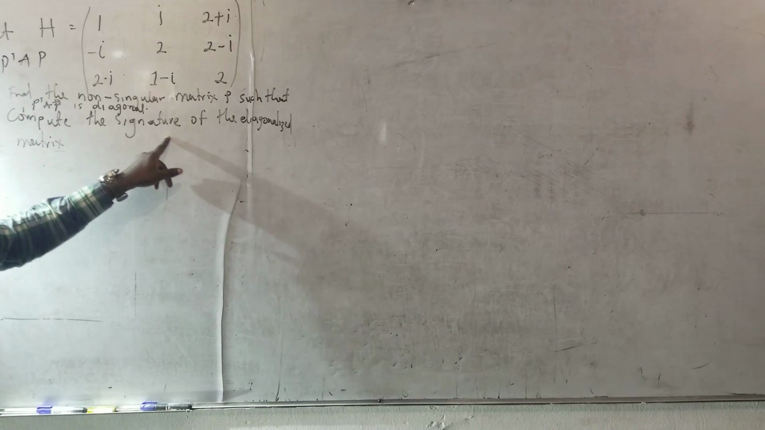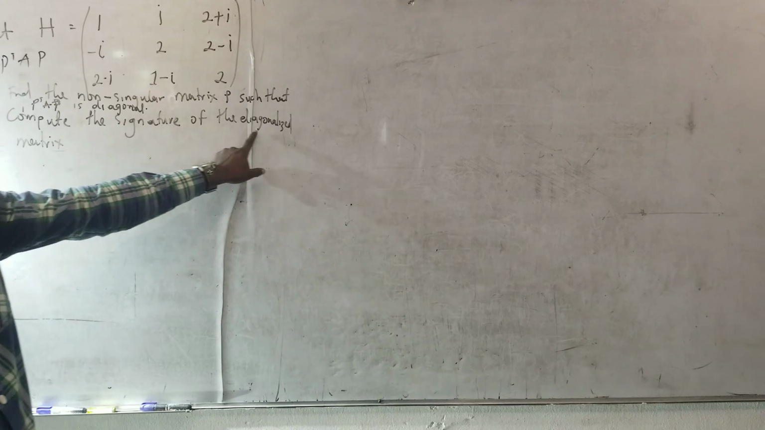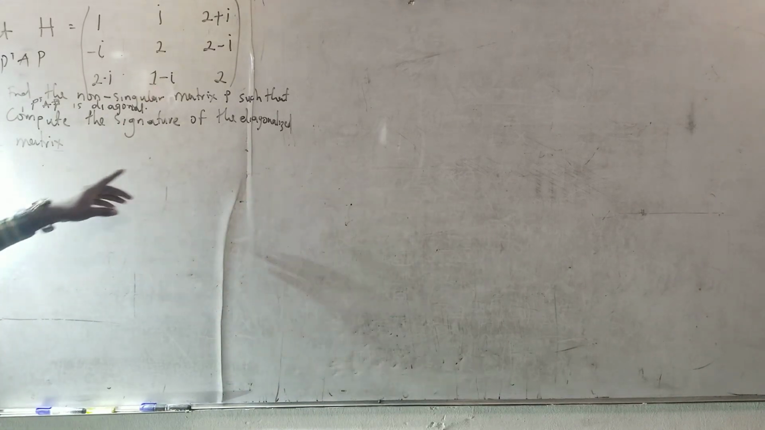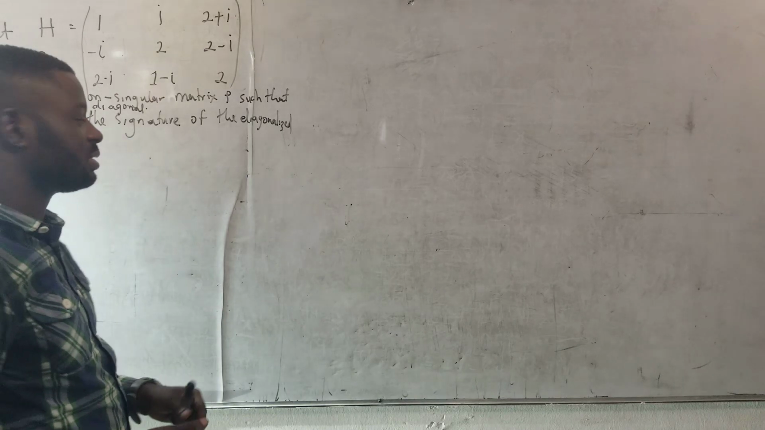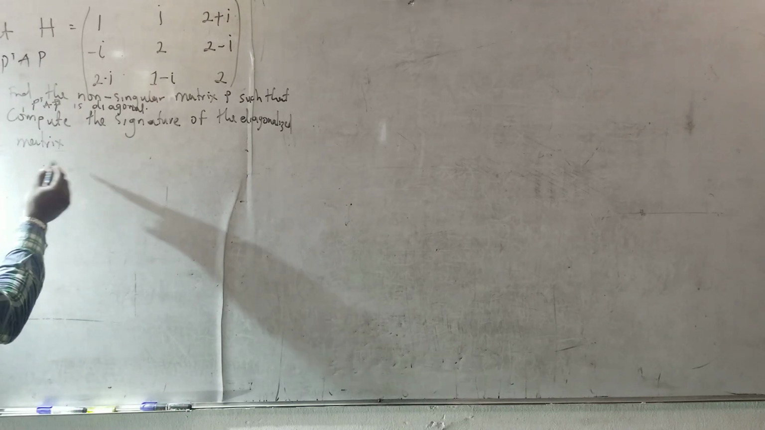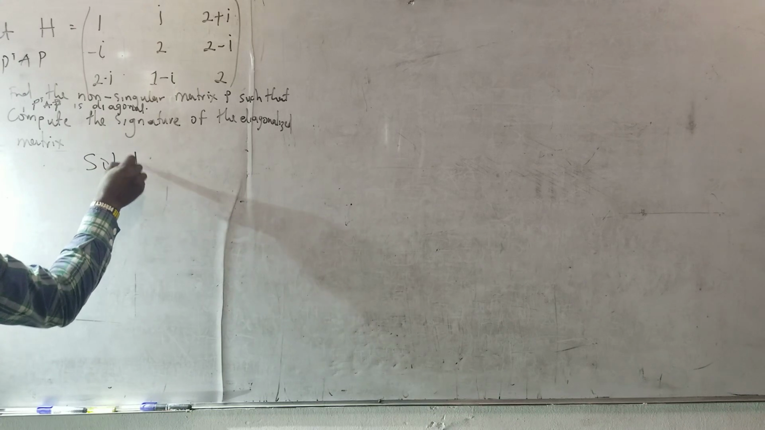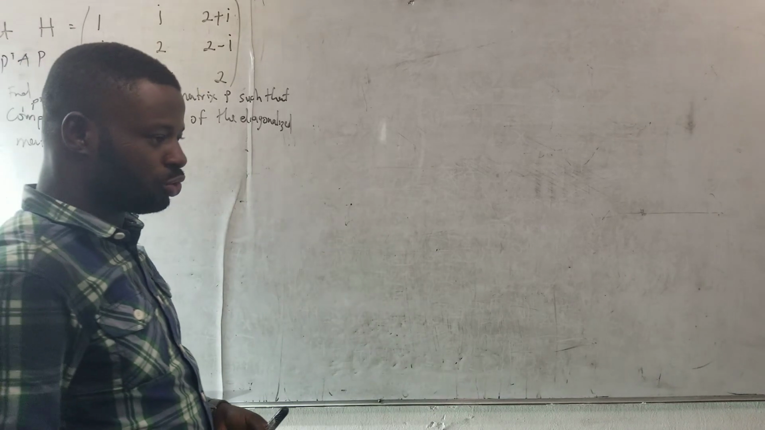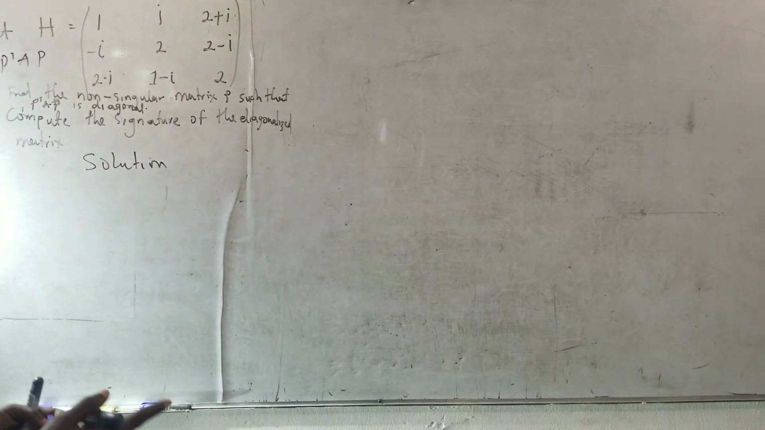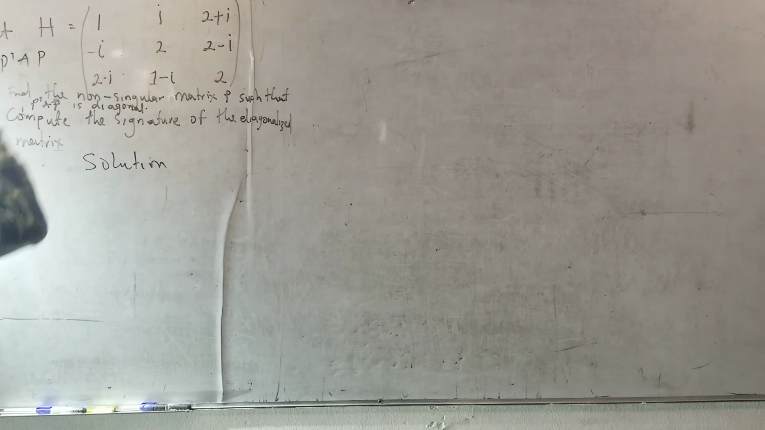Compute the signature of the diagonalized matrix. Now, when you talk about the signature of the diagonal matrix, what you just need to do, after finding P, is take the number of positive entries minus the number of negative entries. Let me try to work it out with this particular matrix.